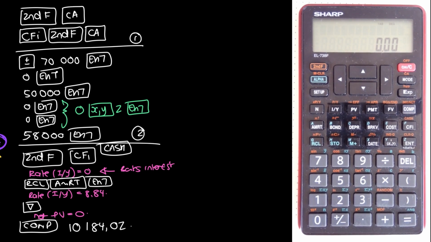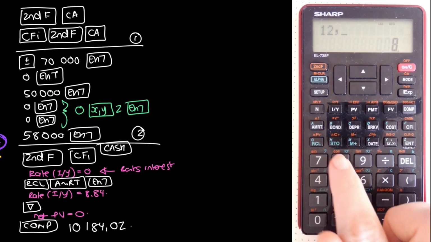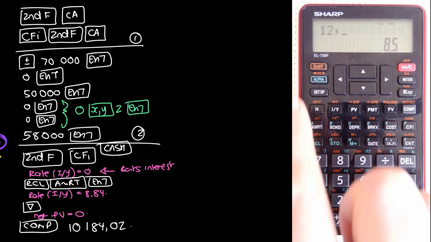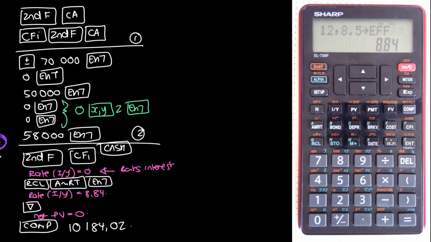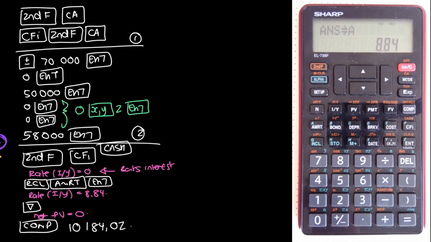Okay, so the first thing we're going to do is convert the bank's nominal interest rate to the annual effective interest rate and store that on our calculator. So we have the nominal interest rate is 8.5% per annum compounded monthly. So we're going to say 12, the XY button, the 8.5, and then second function EFF. So we have the 8.84, and we're going to store it in our calculator. So we're just going to say store into variable A, for example.